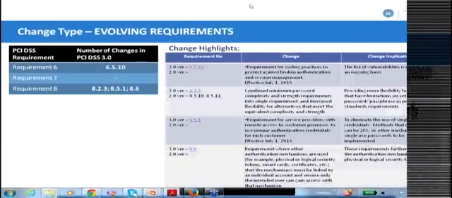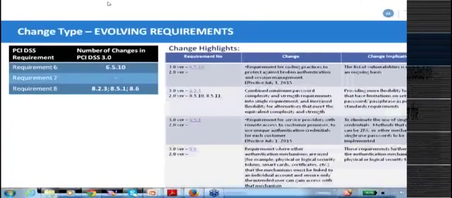Now looking at requirements 6 and 8 of the standard. Requirement 6, there's a new requirement that is 6.5.10. This is for coding practices to protect against broken authentication and session management.